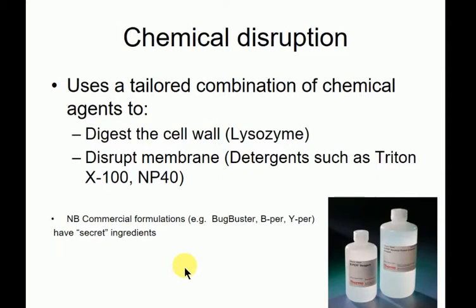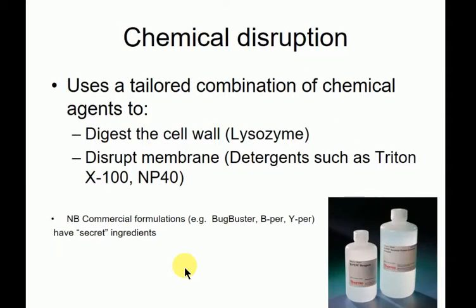So these are commercial preparations. They contain secret ingredients, but I can tell you now it's usually an enzyme to digest the cell wall, and it's usually a combination of detergents to disrupt the membrane. So those 2 agents together will lyse the cells, but it's a pretty nasty way of doing it, really. And the efficiency also is not great.